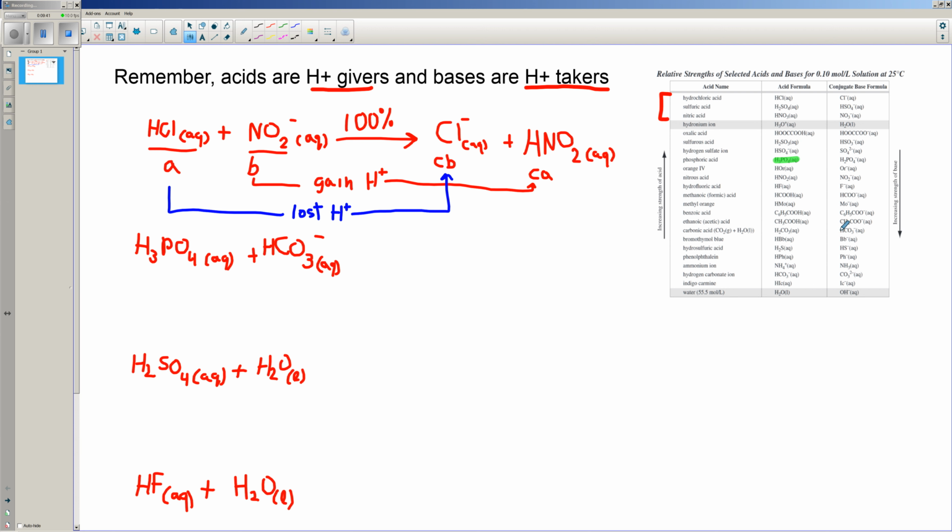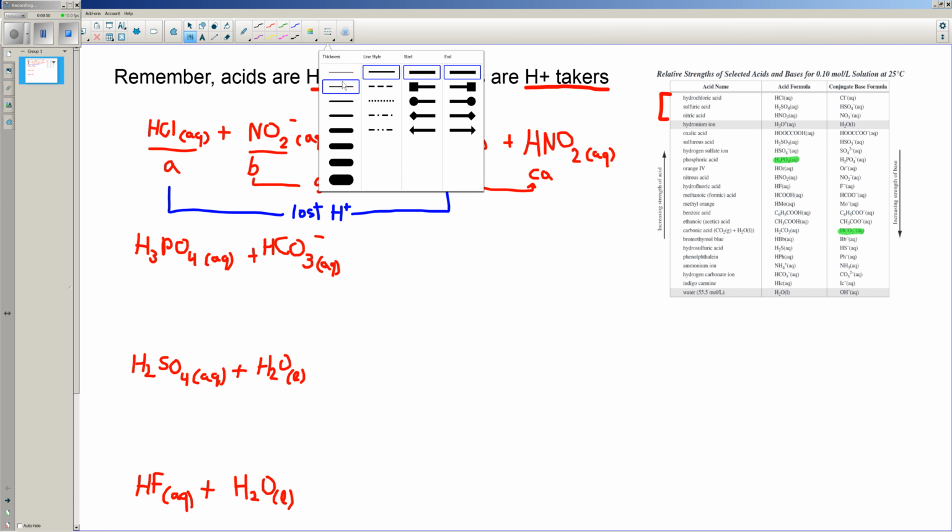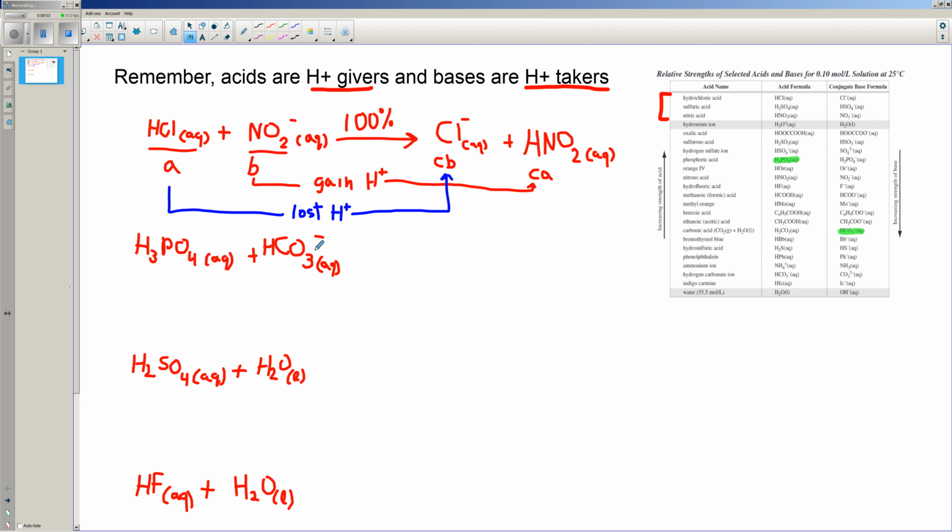So remember, acids give away H's and bases take H's. So H3PO4 is going to be my acid, and that means that HCO3 minus is going to be my base. I look at this reaction, downhill. That means that it's going to be going with 100% completion. We'll see something in a second that is not 100% completion. But for now, let's stick with those hundreds. We're going to do downhill.